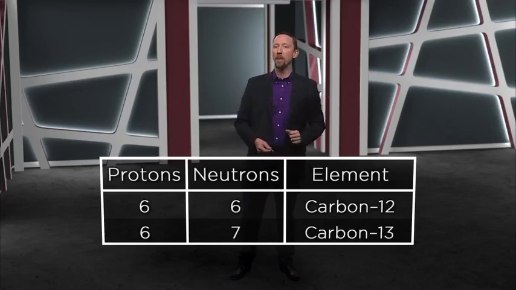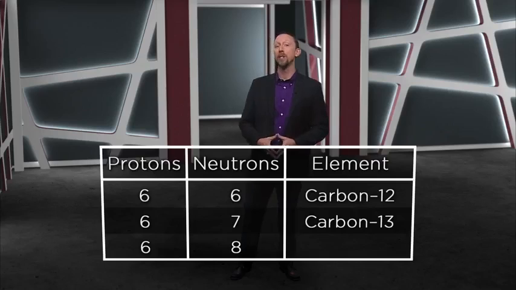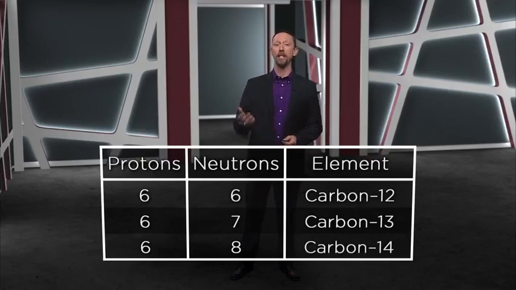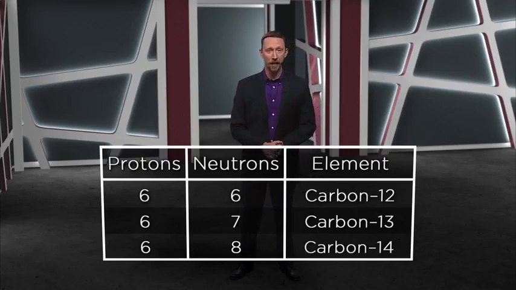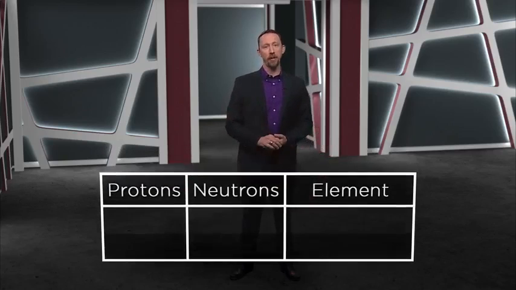And again, I can add 1 more neutron to get 8. I now have a total of 14 particles in the nucleus for a mass of 14. This is the famous carbon-14 isotope used to radiometrically date archaeological finds. This same notation can be used for all elements. Take a look at uranium, for example.